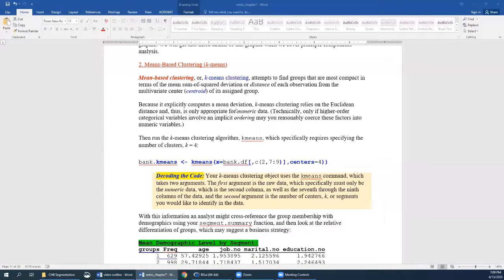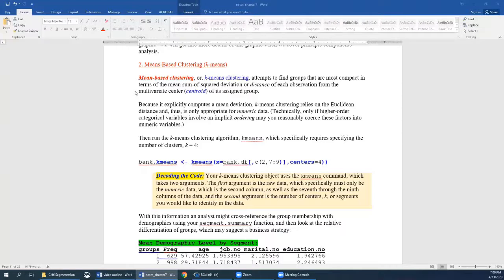In this video, we're going to cover the other two types of distance-based clustering methods, which are k-means and PAM. So first, we're going to talk about mean-based clustering, or k-means clustering. This method attempts to find groups that are most compact in terms of the mean sum of squared deviation, or distance of each observation, from the multivariate center, or centroid, of the assigned group. So the centroid is a value at the center of the cloud.